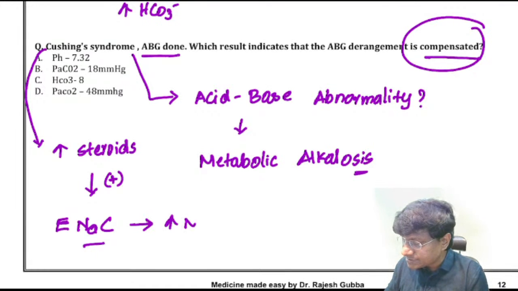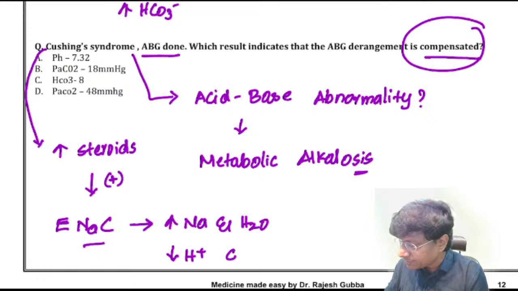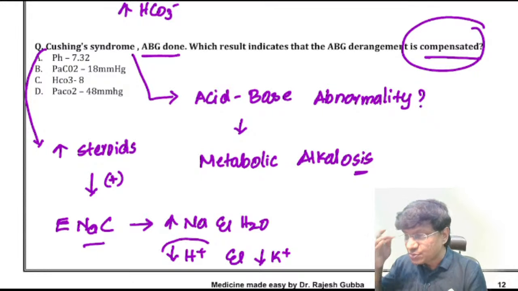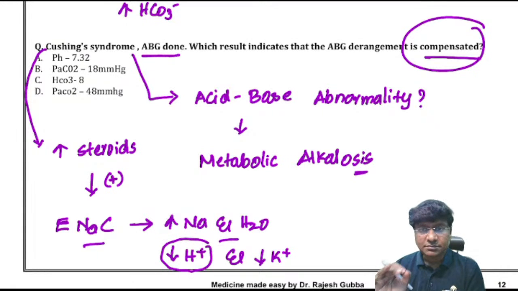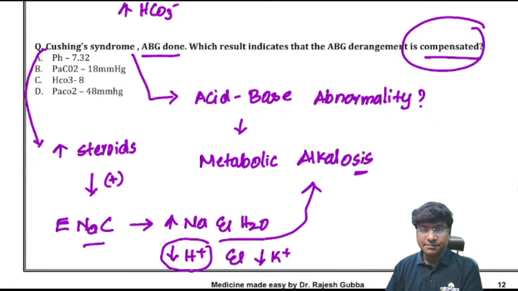There will be increased sodium as well as water retention. There will be a decrease in H plus ions and a decrease in K plus ions. So once there is a decrease in H plus ions, what do we call this? We call it metabolic alkalosis.